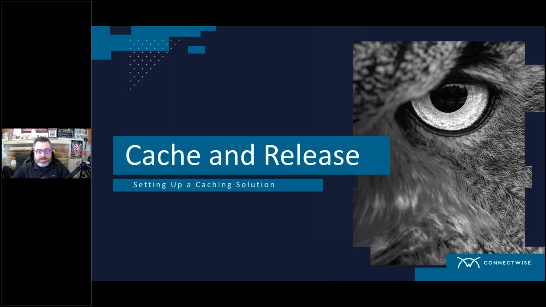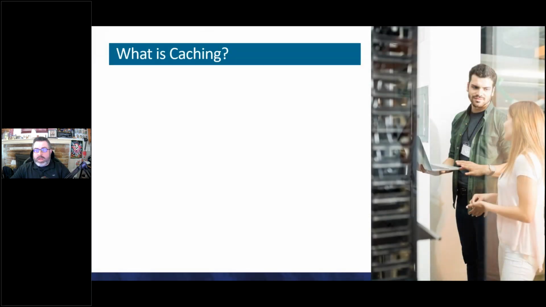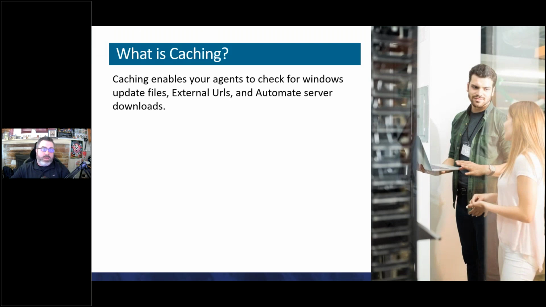Before we look at the agenda, I want to ask, what is caching? Well, caching enables your agents to check for Windows Update files or external URLs and Automate server downloads, meaning programs or applications that you distribute to your agents.